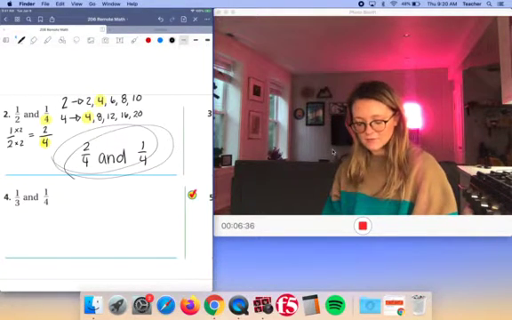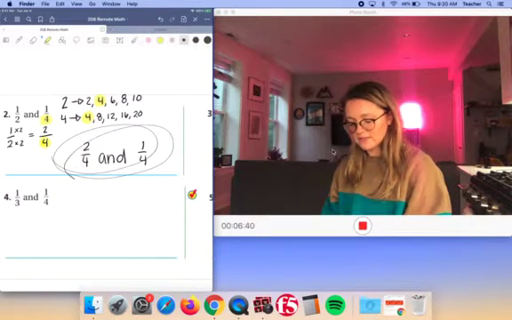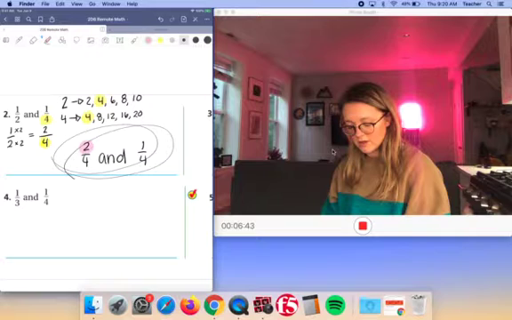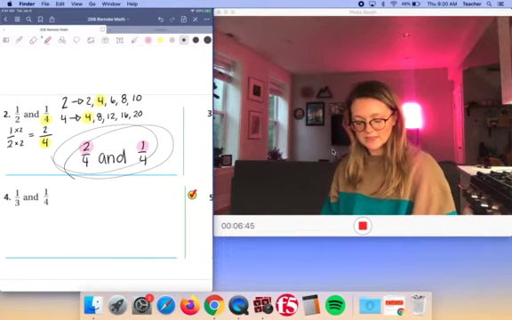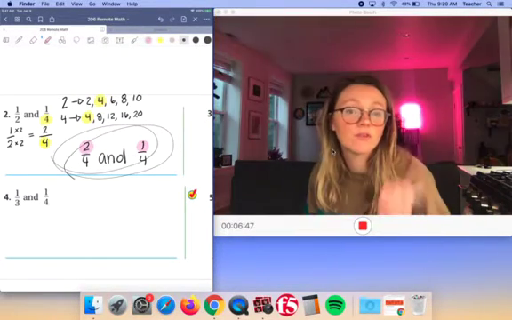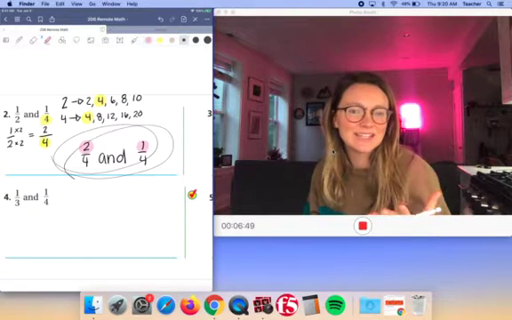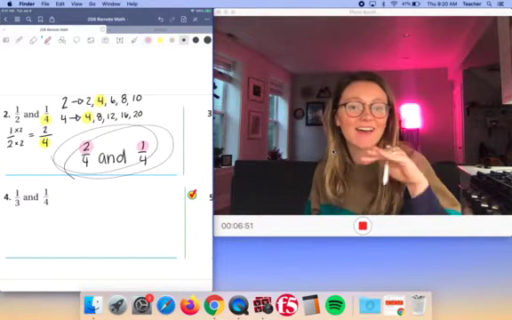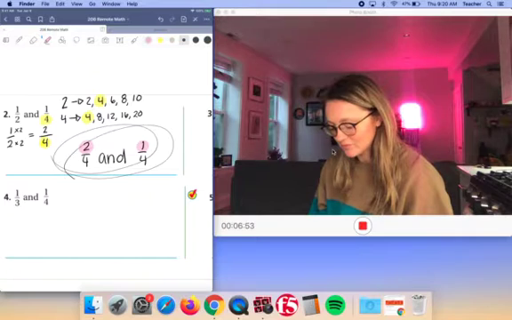Definitely 1/2, because 1/2 is 2 of the pieces, and 1/4 is only 1 of the pieces, and I'm getting that information here. 1/2 is 2 of the 4 pieces, and 1/4 is just 1 of the 4 pieces. Do you see how it's easier to compare the fractions when they have the same denominator? Let's try another one.